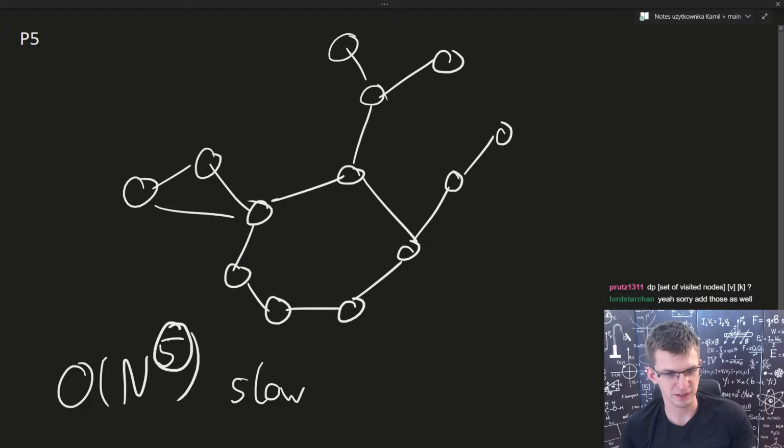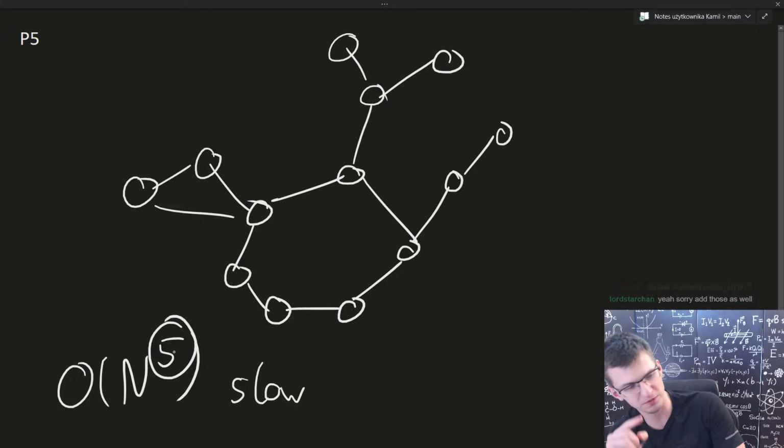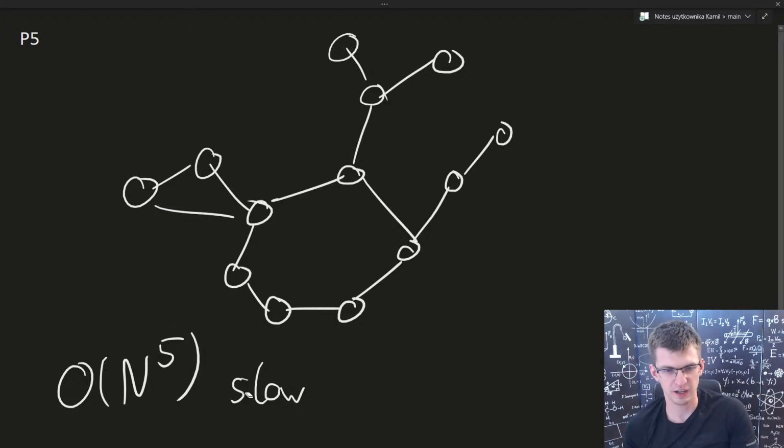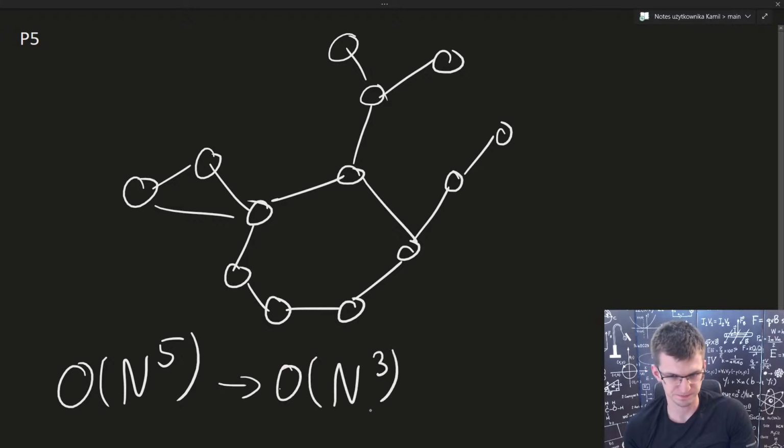We have a very low value, and if it were twice smaller, we would be able to solve the problem in n cubed, because n is up to 300. So the goal is to speed this up to n to the 3rd power. For this, we iterate over the middle out of the 5 nodes. Let's say that this is the middle. I will call it M.